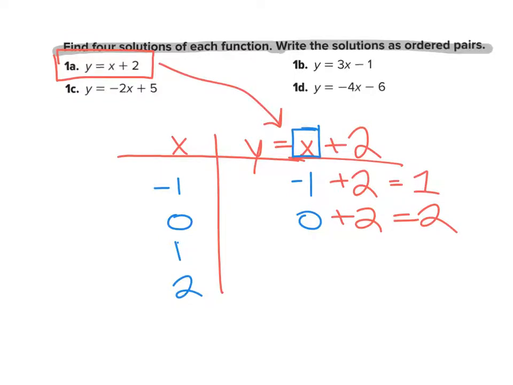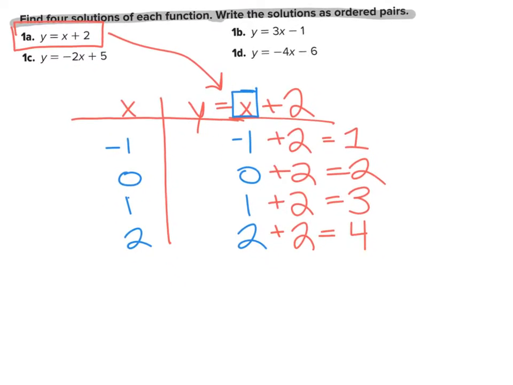When x is 1, I plug in 1 for my x plus 2, which is 3. And when x is 2, it would be 2 plugged in for my x plus 2, which is 4. And now I'm going to write out my ordered pairs. So when x is -1, y is 1.